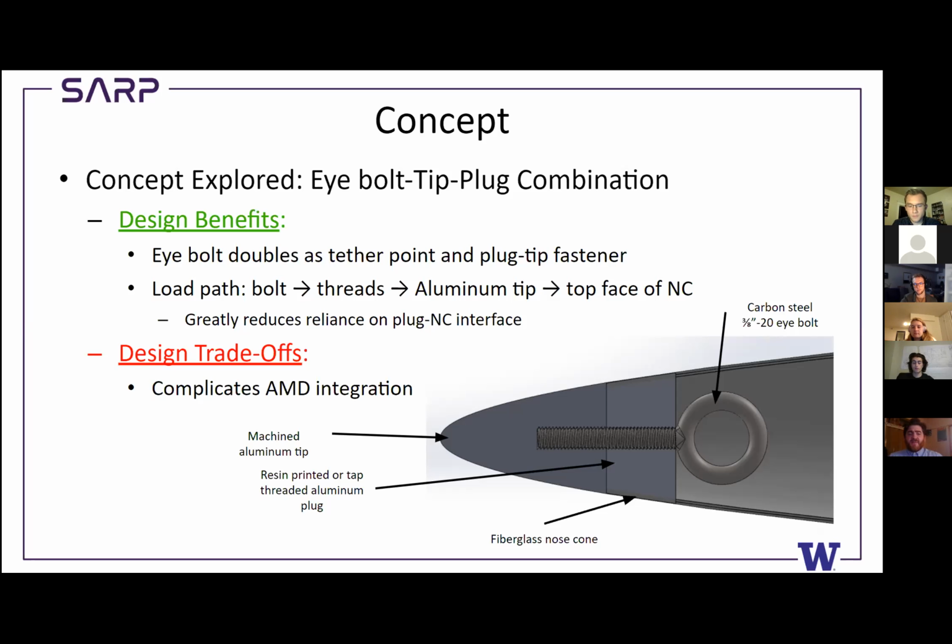One of the trade-offs we had with this design, and we couldn't really find a workaround, is integrating our AMD, or the airspeed measurement device, maybe more commonly known as a Pitot tube. That was one of the R&D projects we had lined up for this year, but it looks like that'll be a more long-term R&D project.